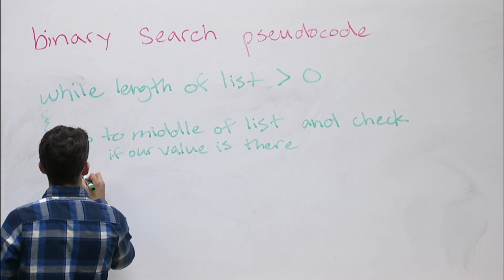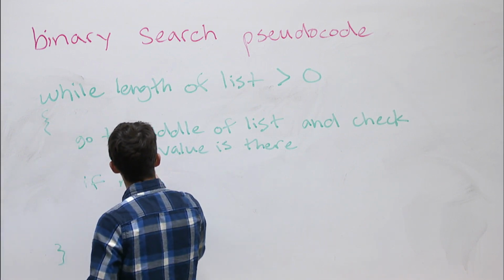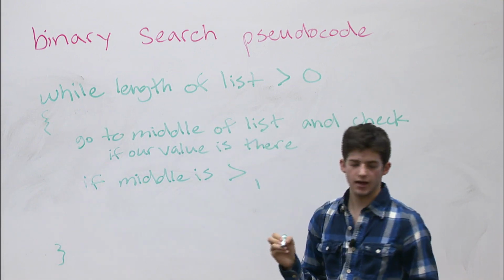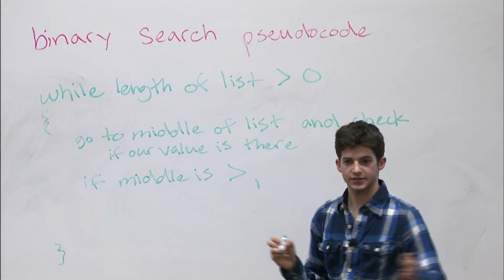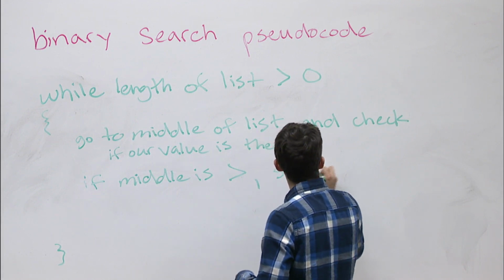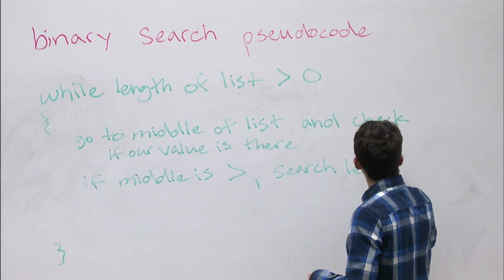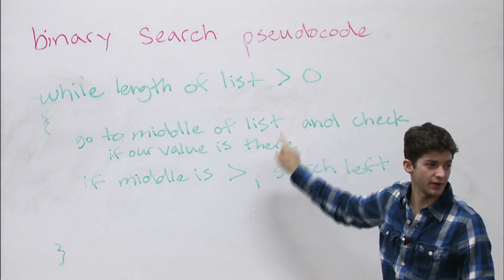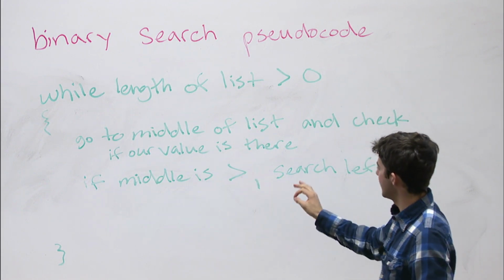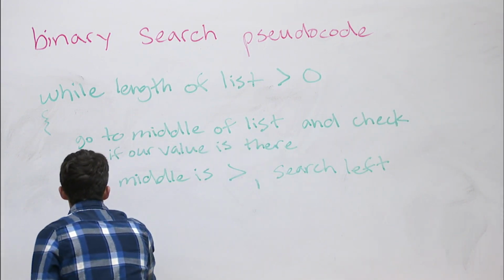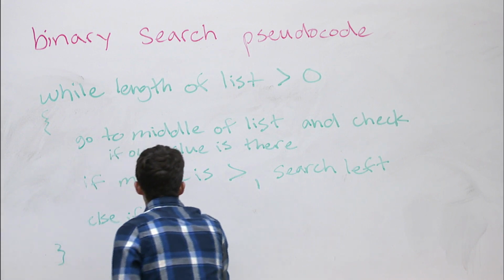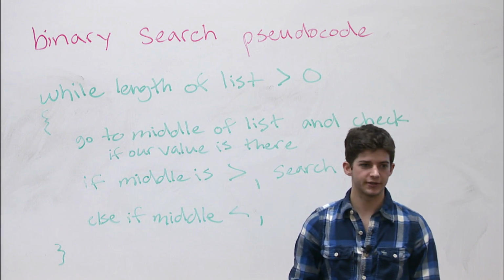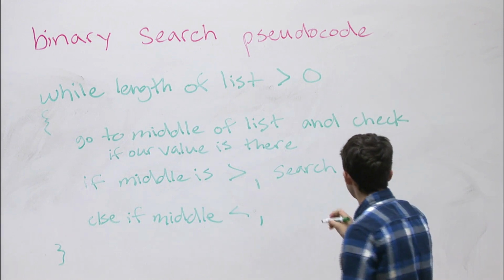Yeah. So if middle is greater, we can search the left half of the list. And then by search, what do I mean by search? We go to the middle. So we actually repeat this thing, right? We go back through our while loop. And if middle, I'll give you the last one. Else, if middle is less than, what do we do here? Go to the right. Search the right.